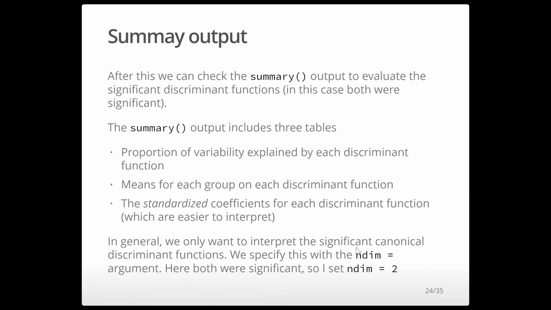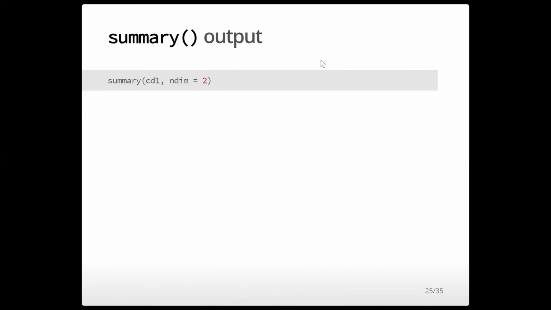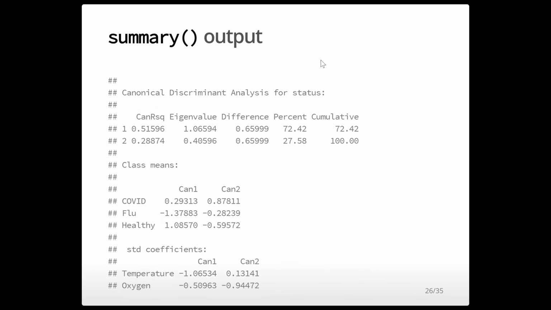We are going to specify which ones we want to interpret with the mdim argument, the number of dimensions argument. Here both were significant, so I can set mdim equals 2, but if you had 5 discriminant functions and 3 were significant, you would probably set mdim equals 3 and just interpret those first 3. So here's the code. It doesn't all fit on one page, so we'll see it on the next page. And here's the summary output.